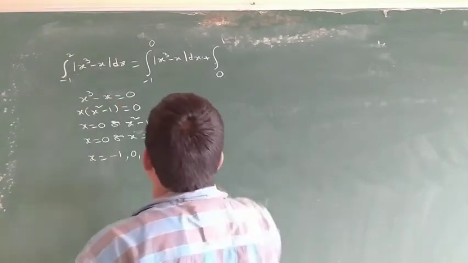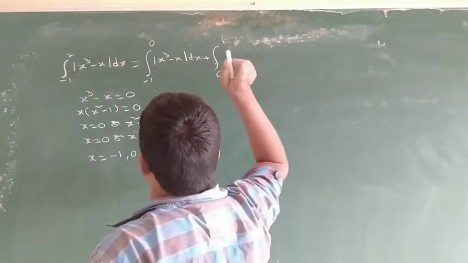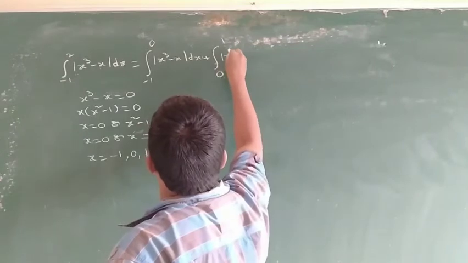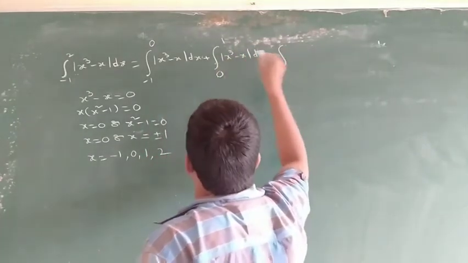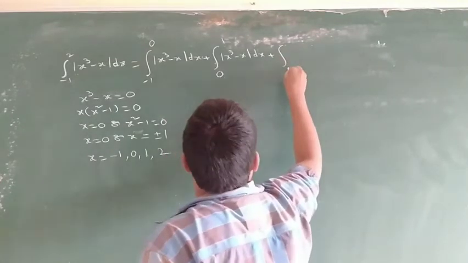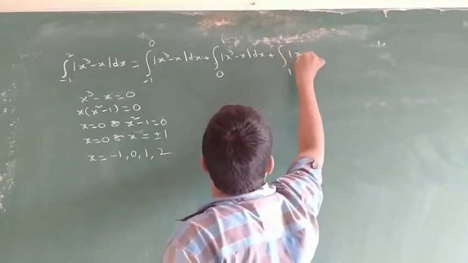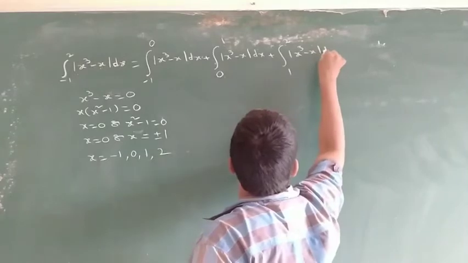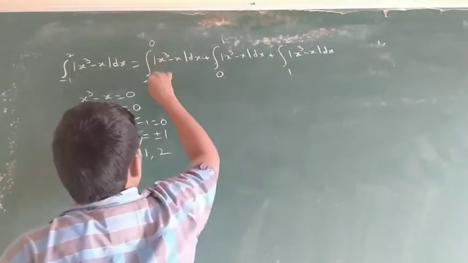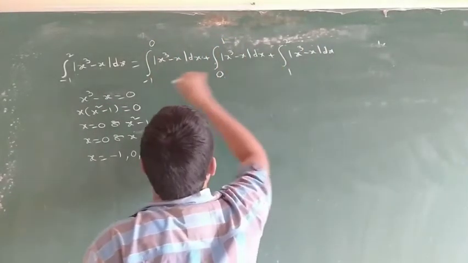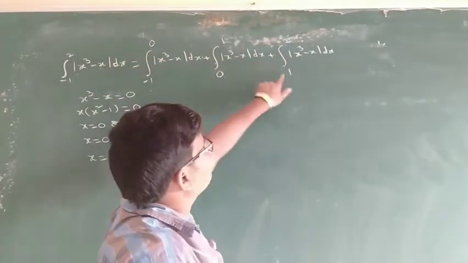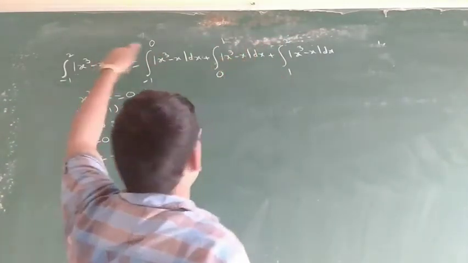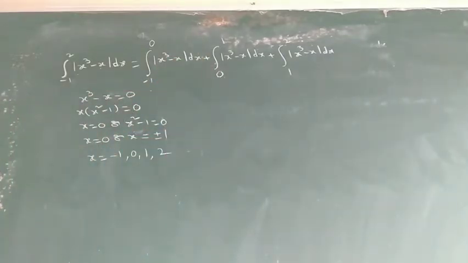So the 0s cancel: minus 1 to 1, mod of x cube minus x dx, plus the integral 1 to 2 of mod of x cube minus x dx. The 0s cancel, giving minus 1 to 1. The 1s cancel, giving minus 1 to 2. In total the 0 cancels and the 1 cancels, so it is directly minus 1 to 2. Okay.